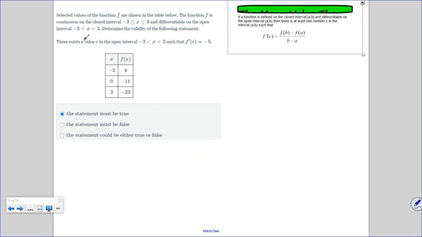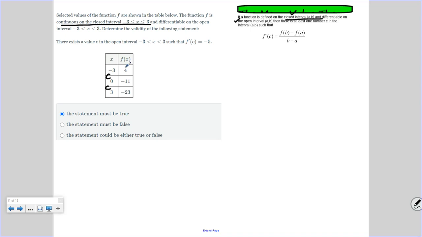Selected values of the function are shown in the table below. The function is continuous on the closed interval, which is one thing that has to happen. Check. And differentiable on the open interval, so that part is checked. So the mean value theorem does apply. Determine the validity of the statement. So does there have to be a c in the open interval from -3 to 3? So there has to be a c somewhere here, such that f prime of c would be -5. So is there a c somewhere? Because I've only got 3 options, the c would have to be right here, or one of these, where f prime of c would equal -5.